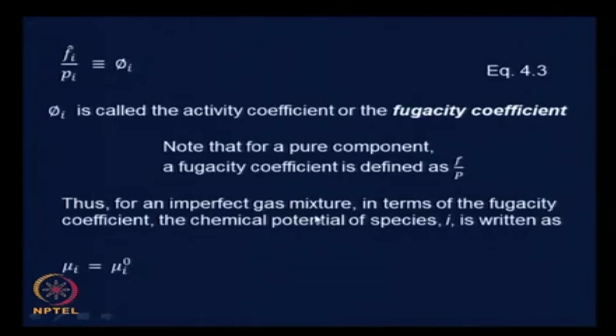For an imperfect gas mixture, in terms of the fugacity coefficient, we could write mu_i equals mu_i naught plus RT ln phi_i P y_i, which was mu_i naught plus RT ln phi_i P into y_i.